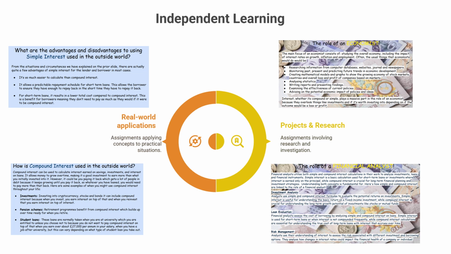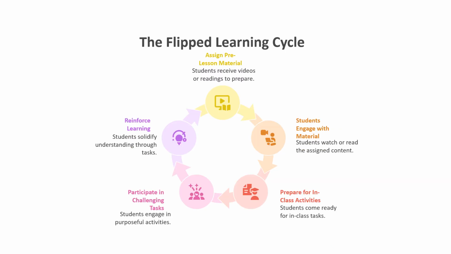More able students can be given an assignment on real-world application or research on different jobs and present it to the class. This is an example of a group of Year 9 more able students' work. Another example of independent learning is flipped learning.